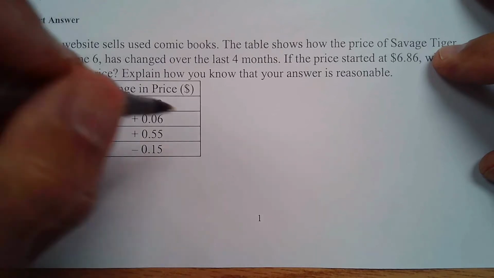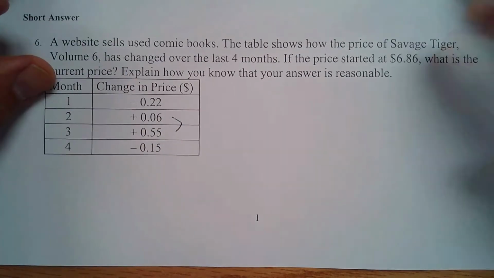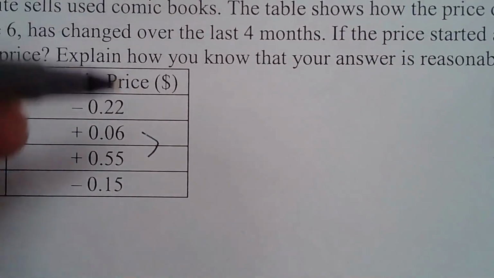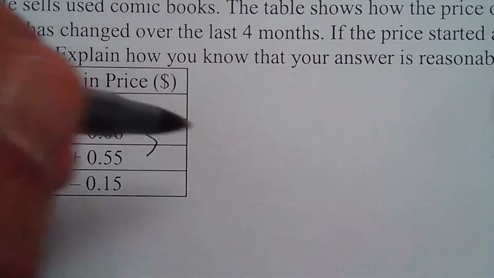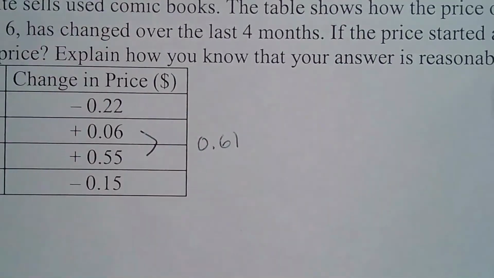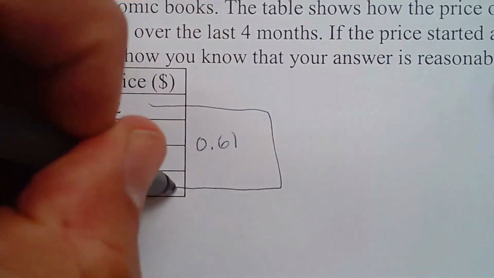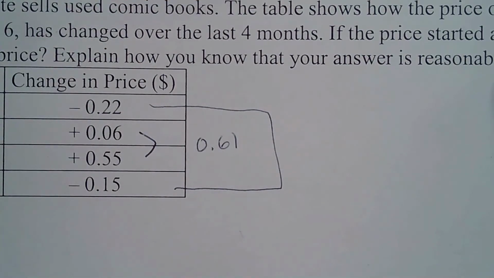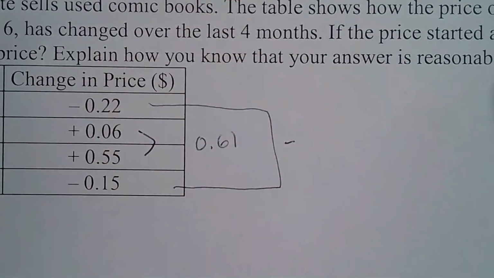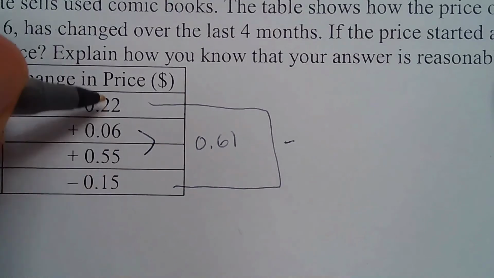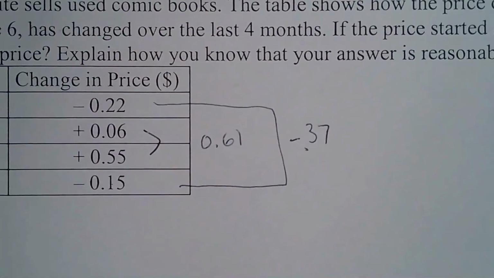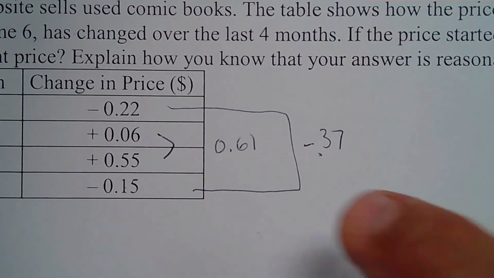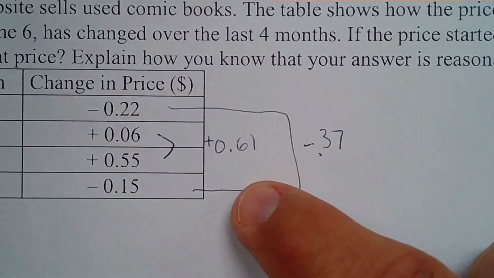What I'm going to do is put together what's being added. 6 cents plus 55 cents. That is 61 cents, I believe. 0.61. And then here, what's being subtracted? 22 and 15. I would add these up altogether. 2 and 5 is 7, and that's 37. So a total of 37 cents is going down in value, and 61 cents is going up in value.